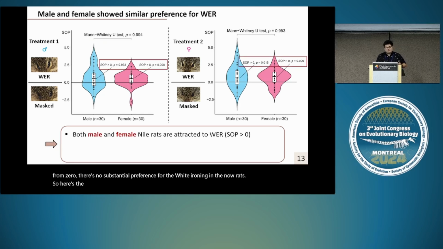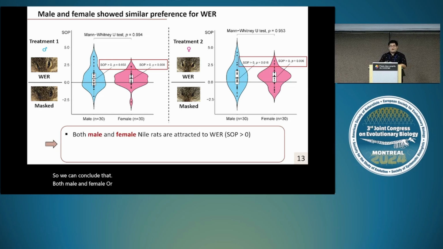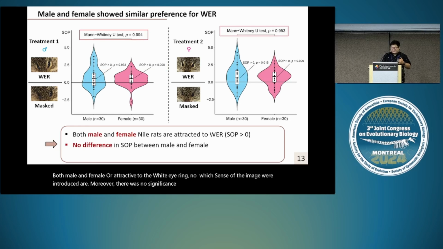When introduced with male or female Nile rat images, both male and female animal subjects showed a significantly stronger preference for the white eye ring. You can see the SOP is higher than 0 in all treatments and in both sexes. So we can conclude that both male and female are attracted to the white eye ring, no matter which sex of the image was introduced. Moreover, there was no significant difference in the median of the SOP between male and female subjects in both treatments.